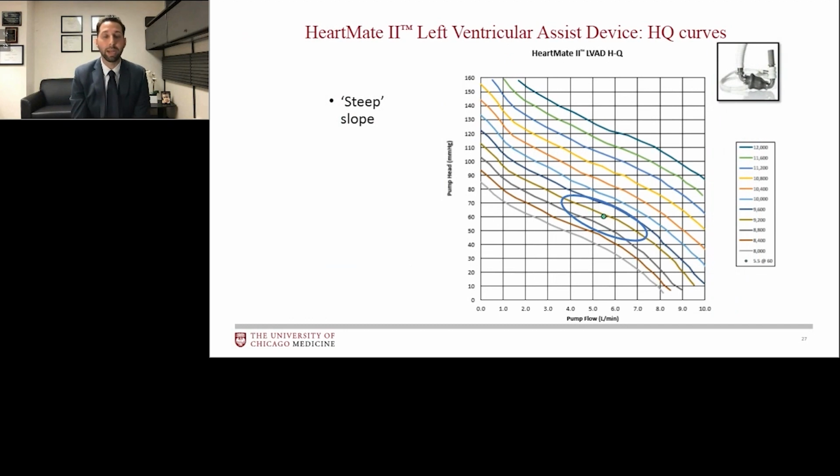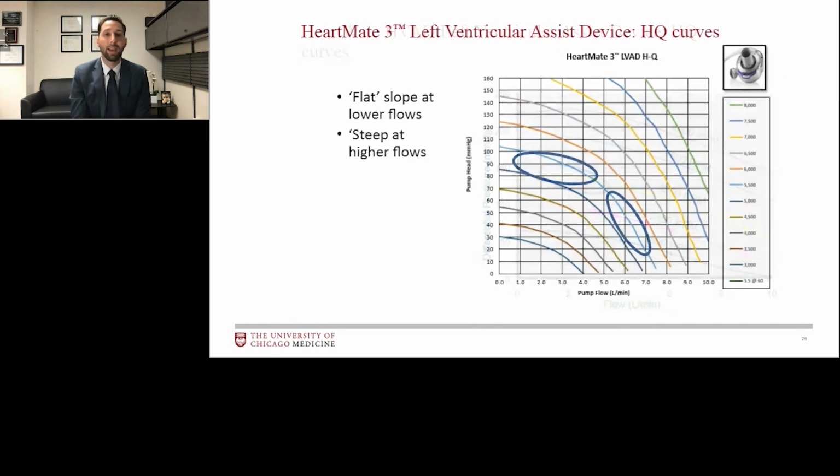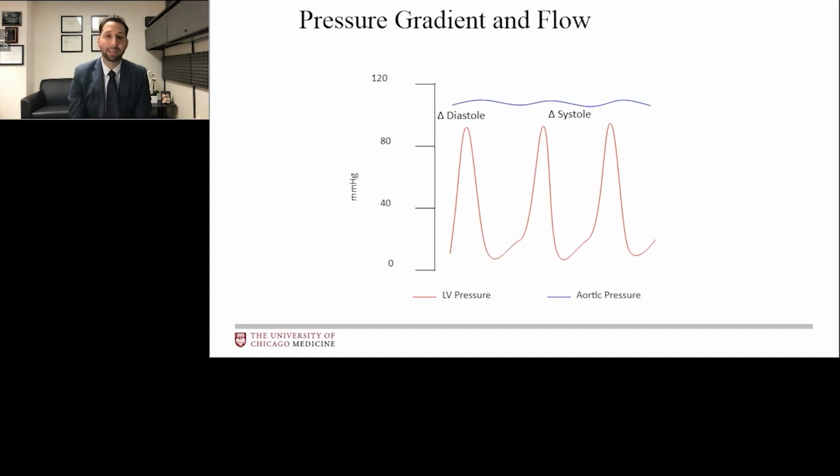Here are the actual HQ curves for the HeartMate 2, very steep, less pressure sensitive. Here are the HQ curves for the HVAD, relatively flat, more pressure sensitive. And here's the HeartMate 3. It is bimodal or biphasic. It is flat at low flows and it is steep at high flows. But it's not quite that simple.